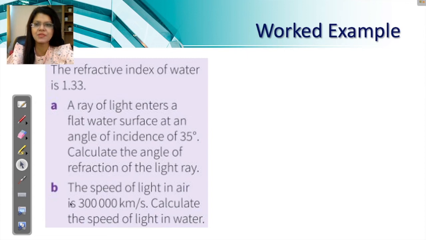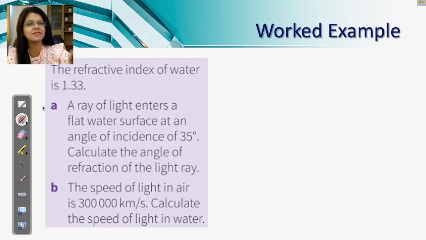Alright, so here we'll take up an example so that it can clarify your doubts on the working of the formulas that we have learned in this chapter. The refractive index for water is 1.3. A ray of light enters a flat water surface at an angle of incidence of 35 degrees. Calculate the angle of refraction of the light ray.